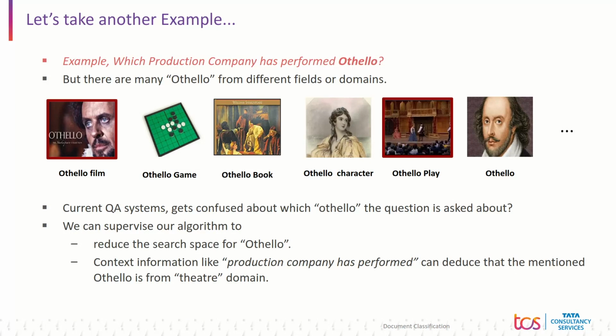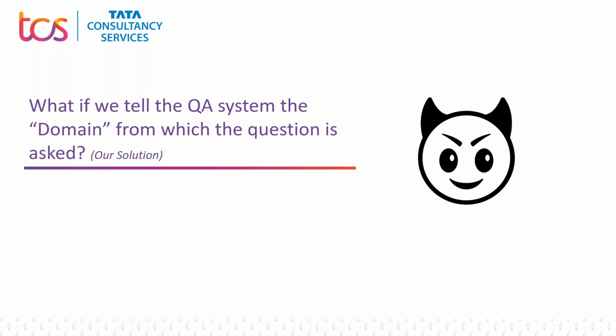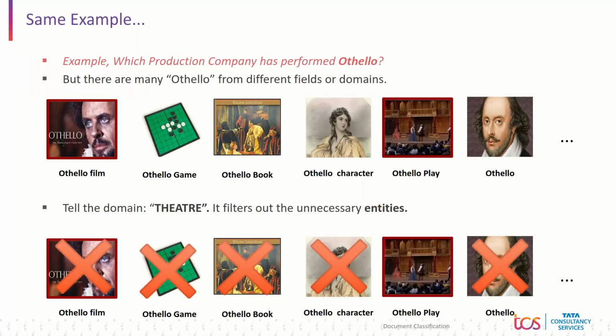So now we can supervise our algorithm by providing some context information from the question itself in order to remove the spurious entities which are also probable mentions for this Othello. So what if we tell the QA system the domain from which the question is asked? This is the supervision I was talking about in the previous slide. If we provide that this question belongs to the theatre domain, using the context information from the question itself, we can clearly disambiguate this Othello and come to the conclusion that this is the Othello play and not the other Othellos.